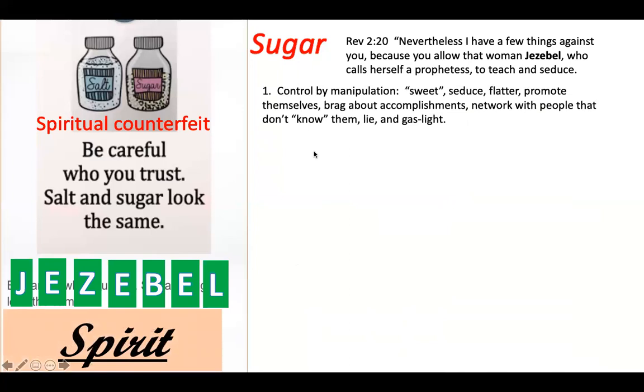One, it controls by manipulation. A lot of times it's very sweet. It seduces, it flatters, it promotes themselves. It brags about their accomplishments. It networks with people that don't know them. They lie and they gaslight. So this can be both a man or a woman.